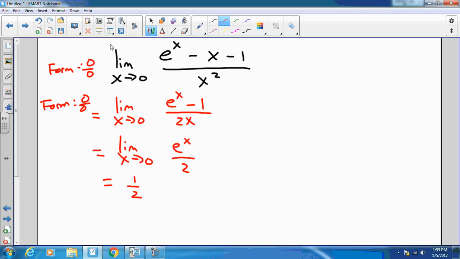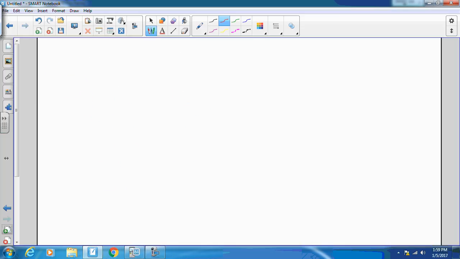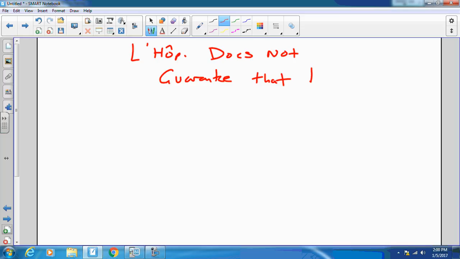How are we doing? Now, the last word of caution that I want to give you about L'Hopital's rule is that L'Hopital's rule does not guarantee that the limit will exist. Let me show you what I mean by that. Let me take the previous problem and change it just a little bit.